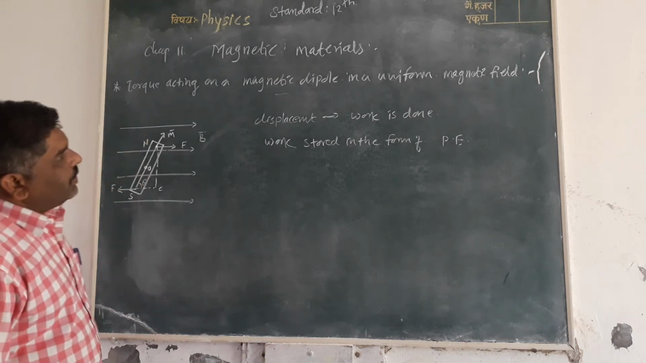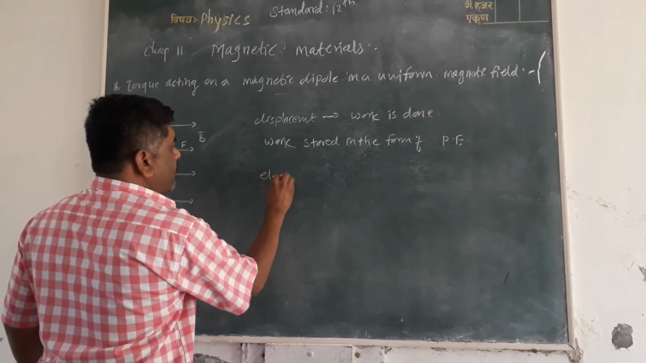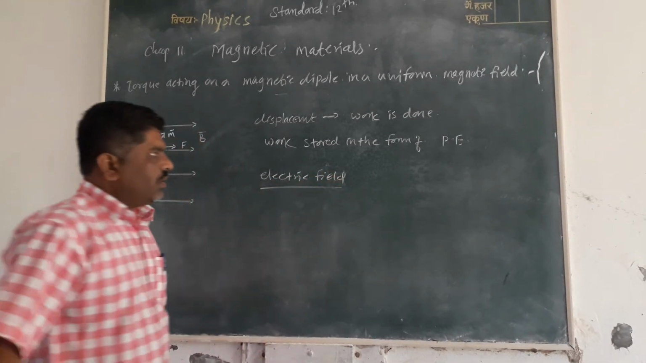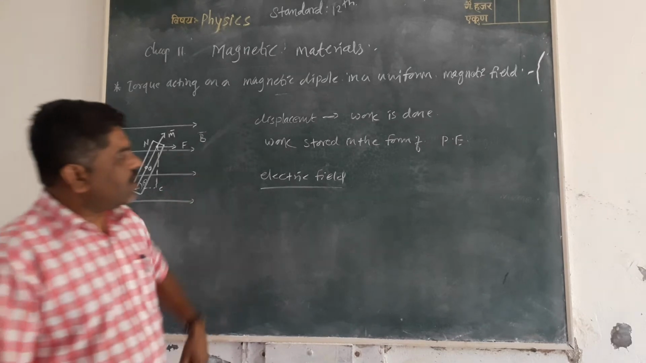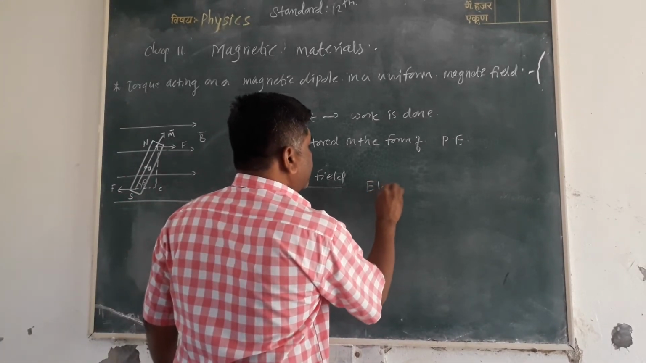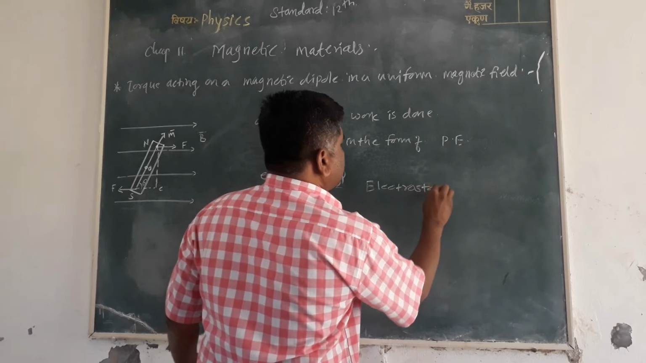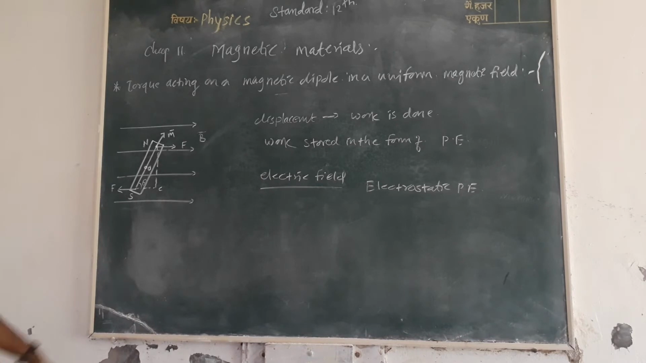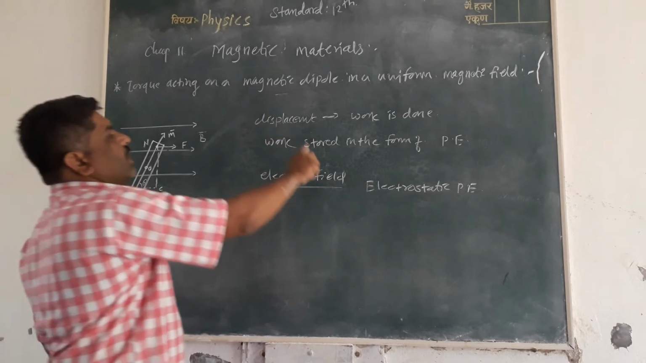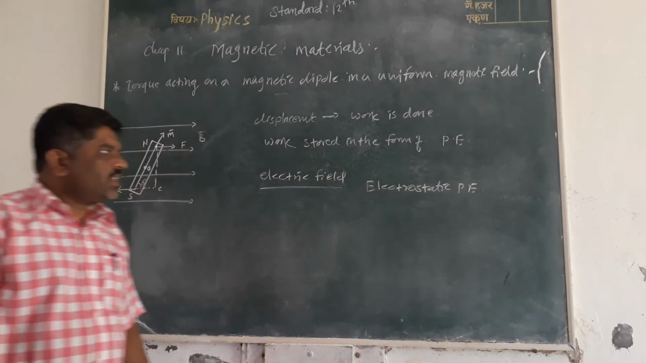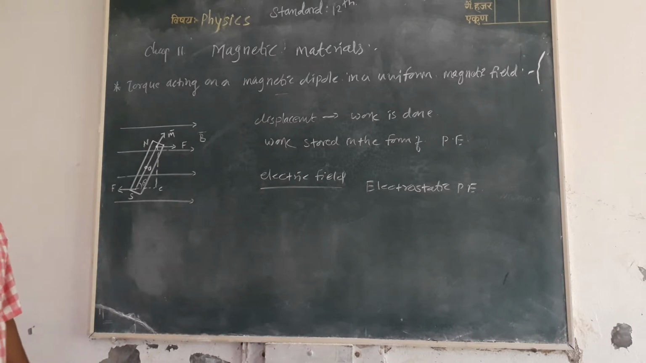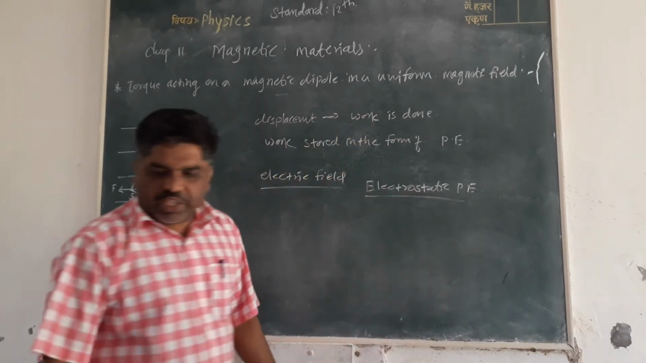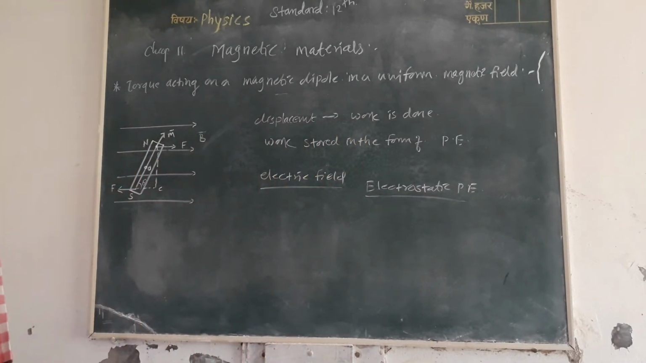Instead of magnetic field, if there is electric field, the work done is stored in the form of electrostatic potential energy. So if it is a magnetic field, the work is stored in the form of potential energy, and if it is an electric field, this work done is stored in the form of electrostatic potential energy.